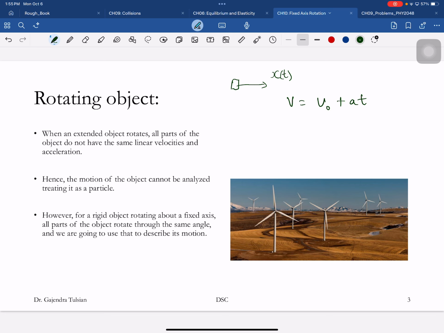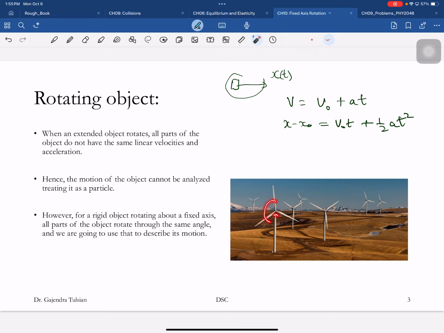x minus x naught was equal to v naught t plus 1/2 a t squared. So you were able to say things like that about this motion. All right. Now here's the problem with this one.